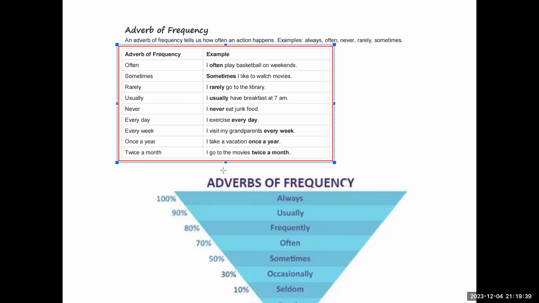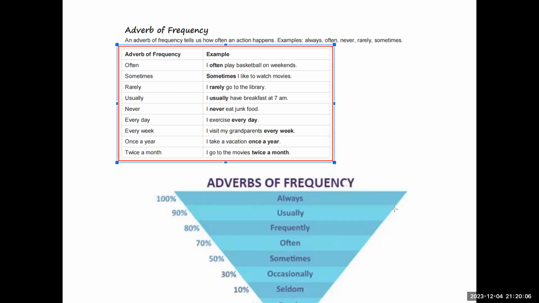I usually means it's a habit, a routine, something like that. But it doesn't mean you really always do it. Maybe today you eat at 7 a.m. Tomorrow, no. But you usually eat at 7 a.m. Maybe just one time or two times, you don't. Okay? So there's an image here.